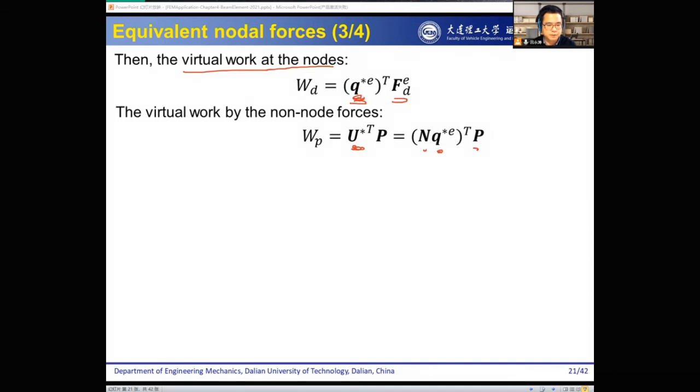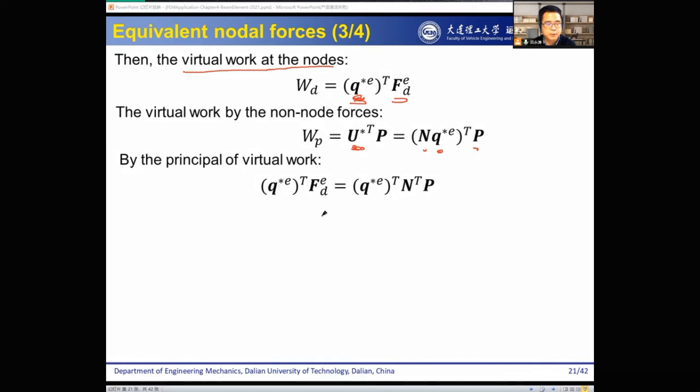And then we set this equilibrium system, which means the virtual work at the node should equal the virtual work done by the non-node forces. So those are the two works, they equal each other. Then we set up this equation, which means here WD equals WP. Then we can set up this equation, and we do the mathematics.